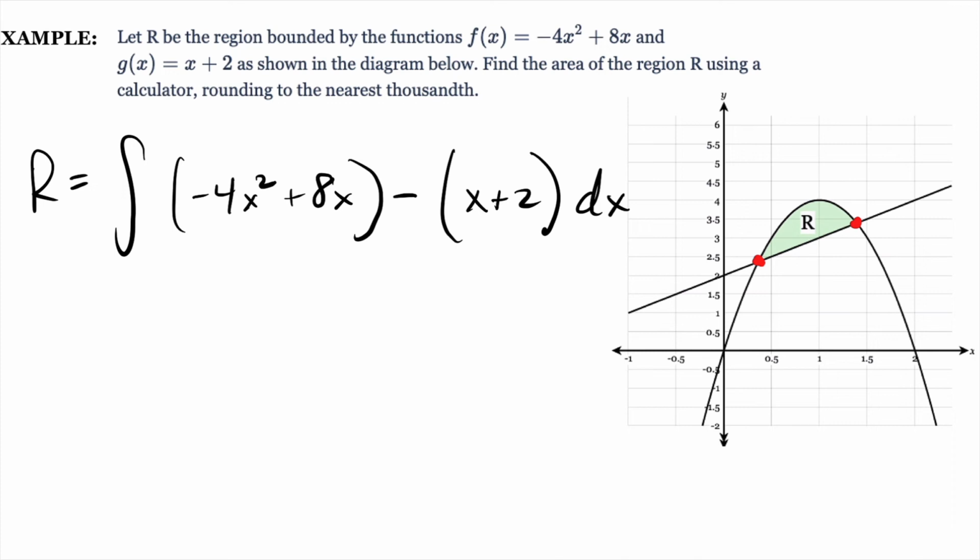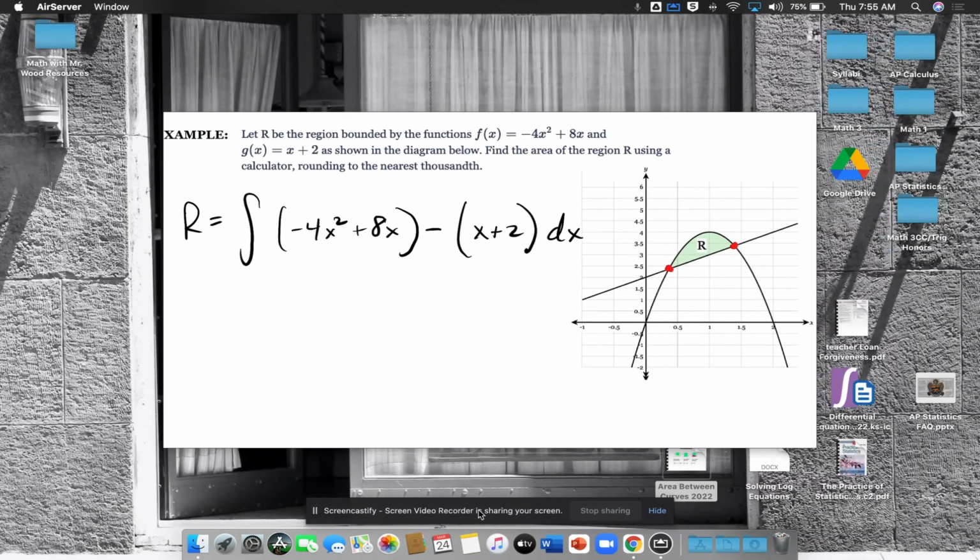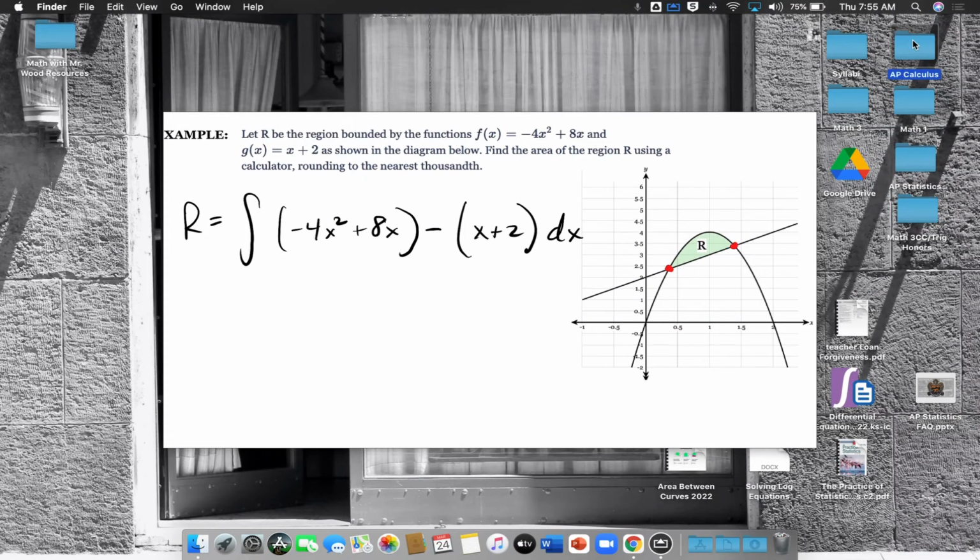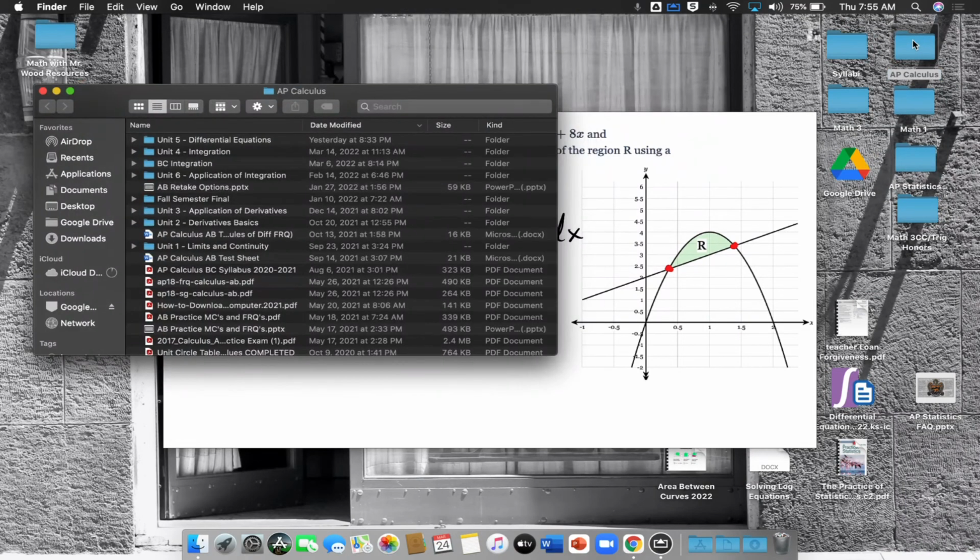I'm going to show you how to do that. And since it's a calculator question, we can also use the calculator to solve it too. They didn't say what we could and couldn't use the calculator for. If they say we can use a calculator on this question, we can use it on every part of this question.